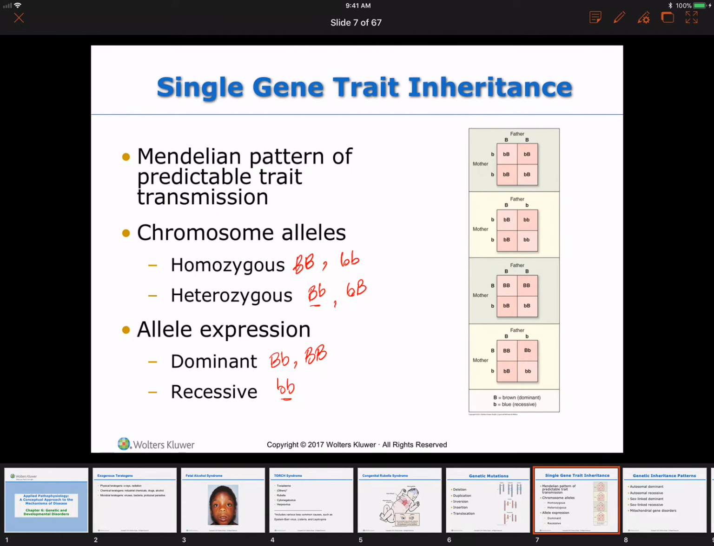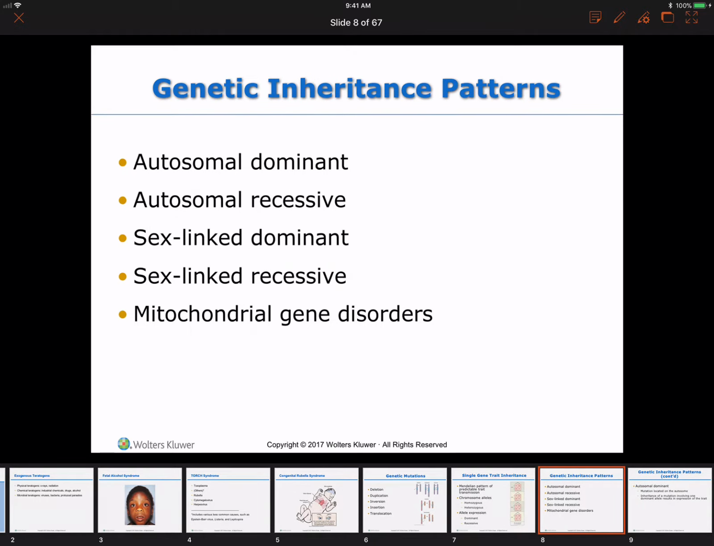So based on that, we said diseases can be classified into autosomal versus sex-linked disorders. There are dominant autosomal disorders, recessive autosomal disorders, dominant sex-linked disorders, and recessive sex-linked disorders. Most of what we'll focus on in our discussion will be the autosomal type of inheritance, both dominant and recessive. We also have a category we'll conclude the discussion with, which is the mitochondrial gene disorder.